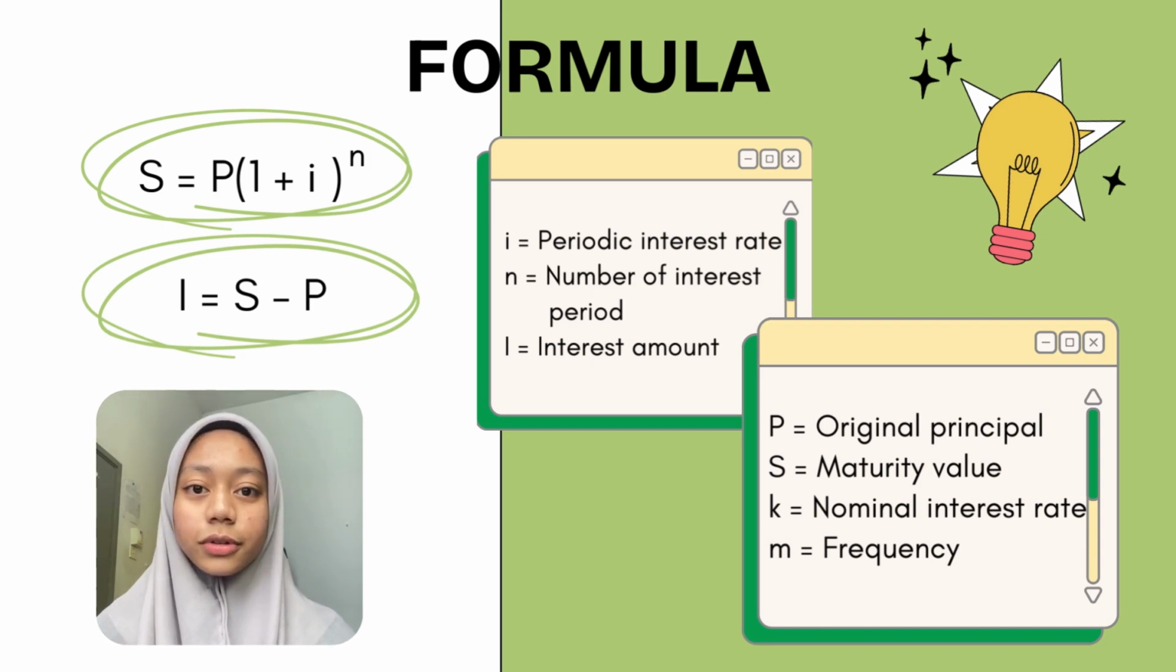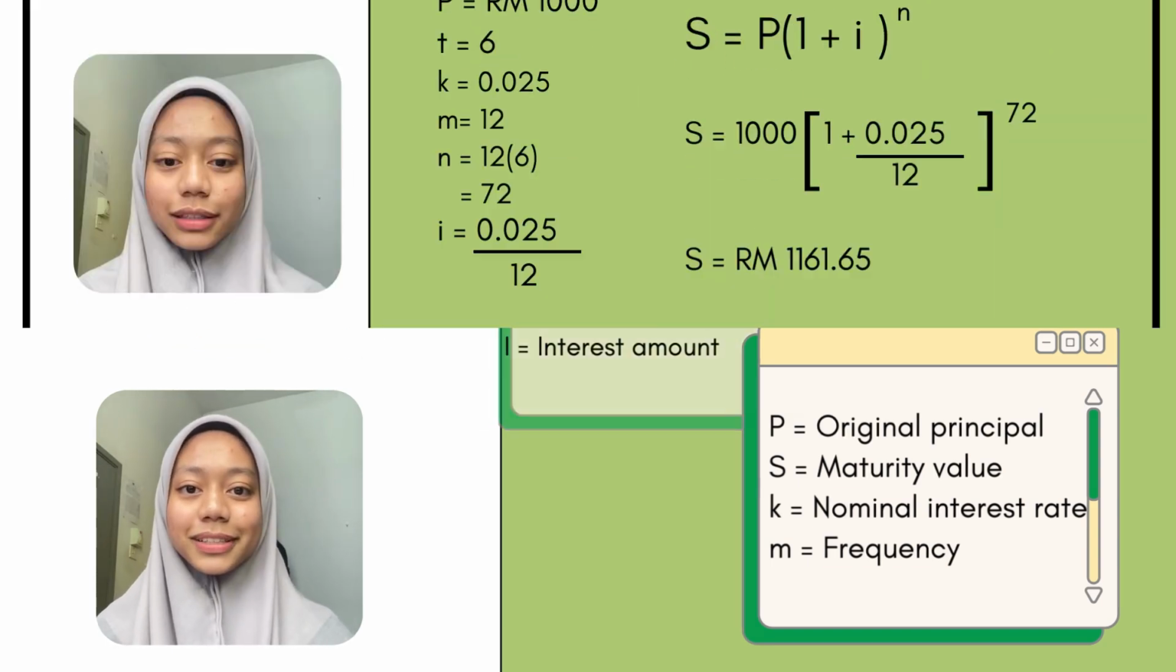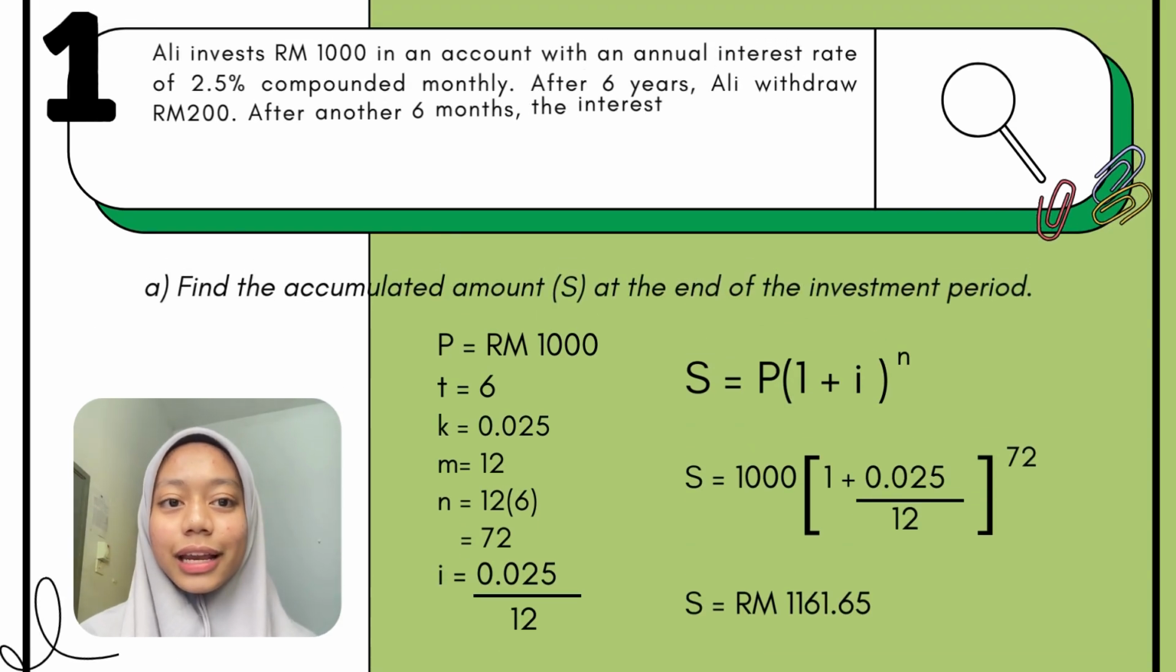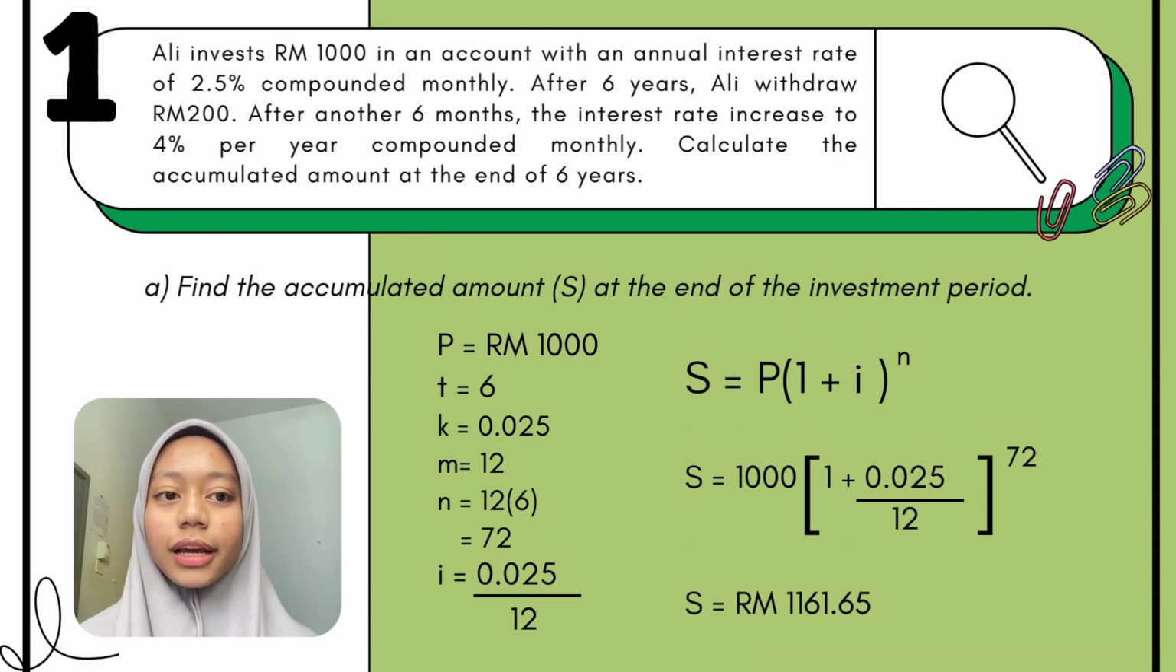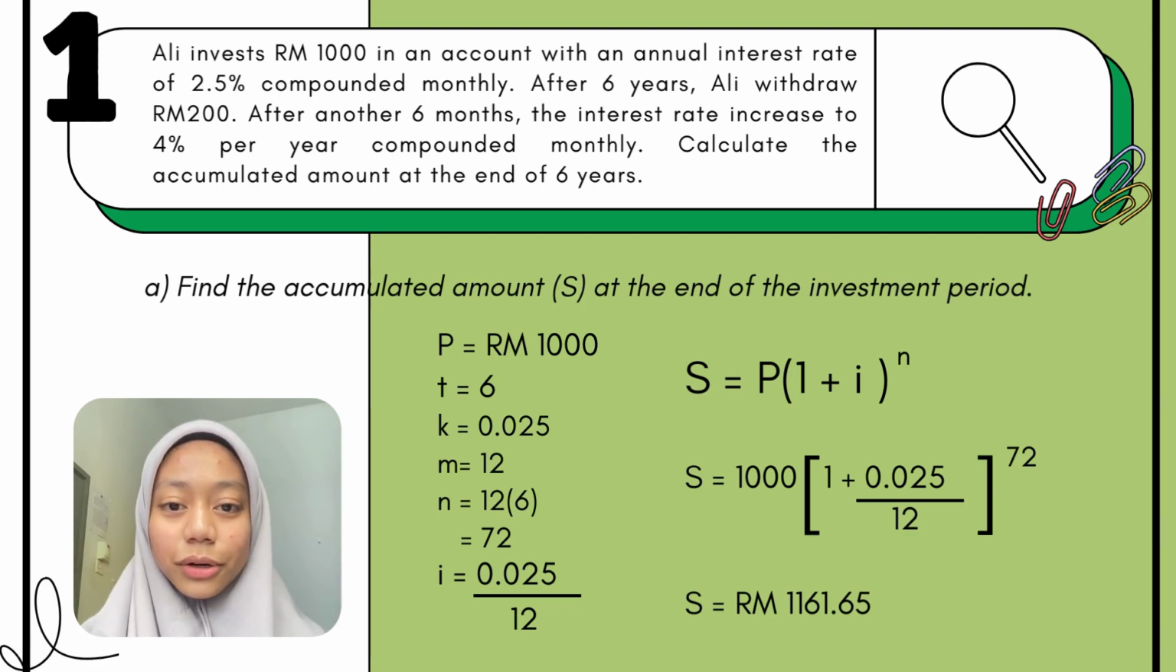Without further ado, let's jump right into the problem statement. Question 1. Ali invests 1,000 ringgit in an account with an annual interest rate of 2.5% compounded monthly. After 6 years, Ali withdrew 200 ringgit. After another 6 months, the interest rate increased to 4% per year compounded monthly. Calculate the accumulated amount at the end of 6 years. A. Find the accumulated amount S at the end of the investment period.